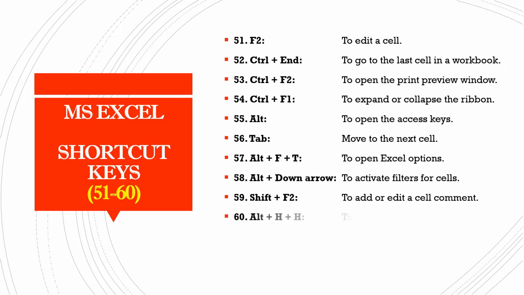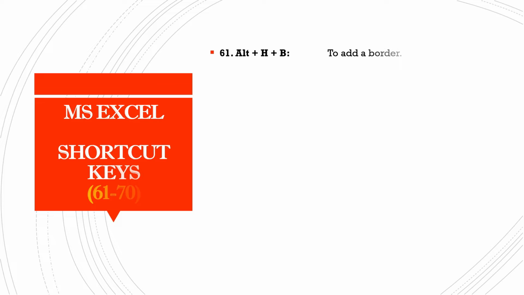Another shortcut Alt plus H is used to select a fill color. Another shortcut Alt plus H plus B is used to add a border. Another shortcut Escape is used to cancel an entry. Another shortcut Enter is used to complete the entry in a cell and move to the next one.